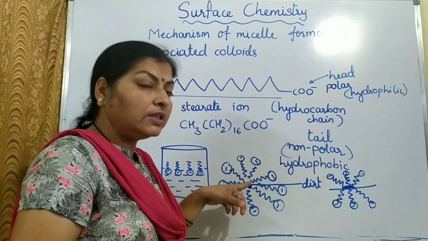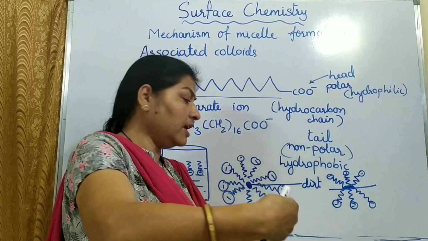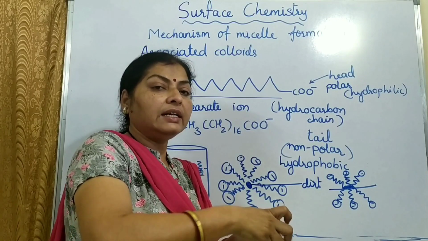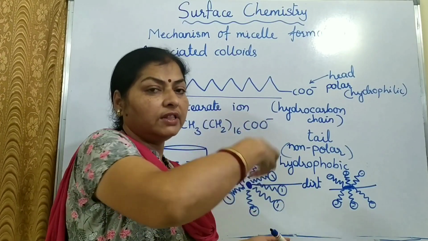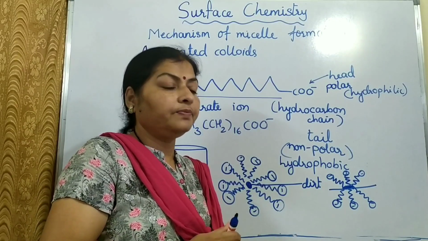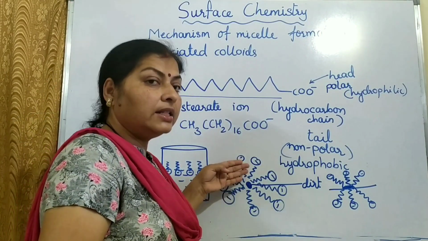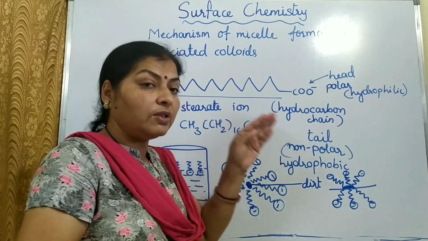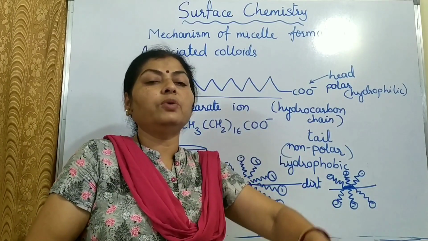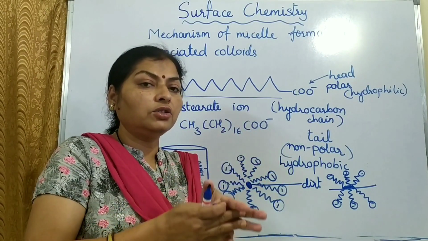Now gradually what will happen? The tail will pull out this dirt and along with the dirt, the tails will move into the water. Means entire micelle will go into the water along with the dirt particle. In this way the surface of the cloth will get clean. Now this process, like what is happening, the dirt, that is oil or grease, it is mixing with water. Means along with that micelle is going into water. So oil and water, they are becoming together.